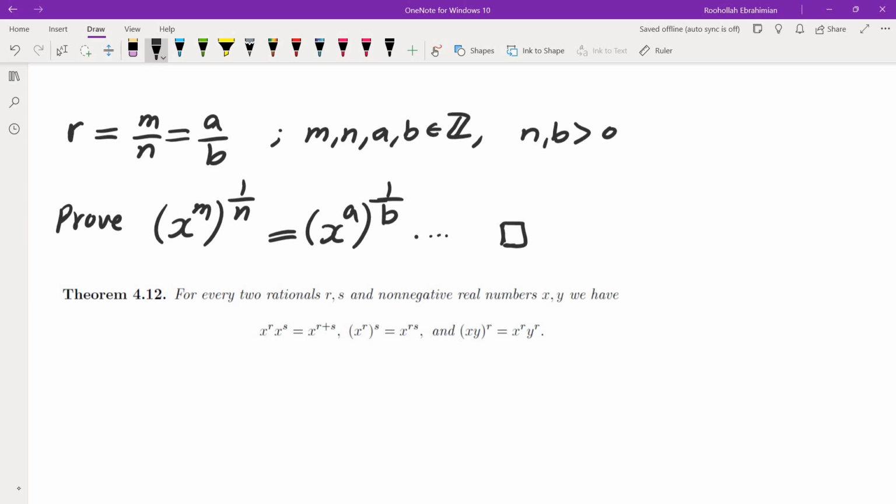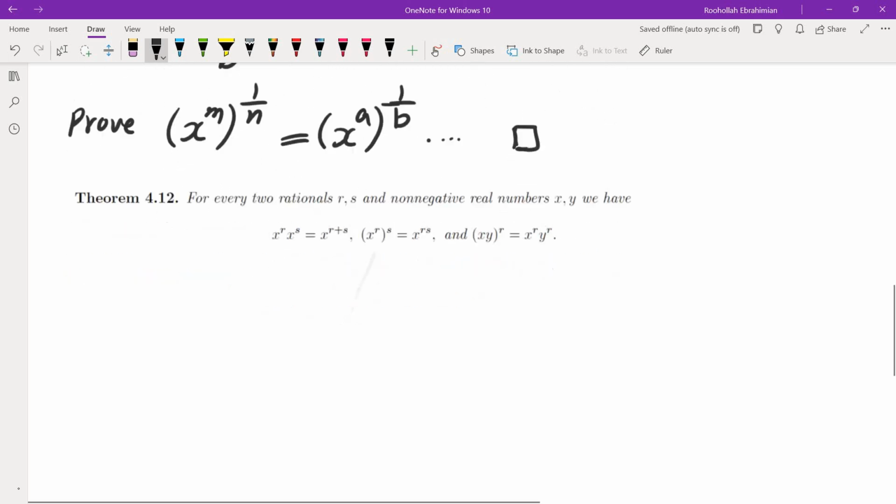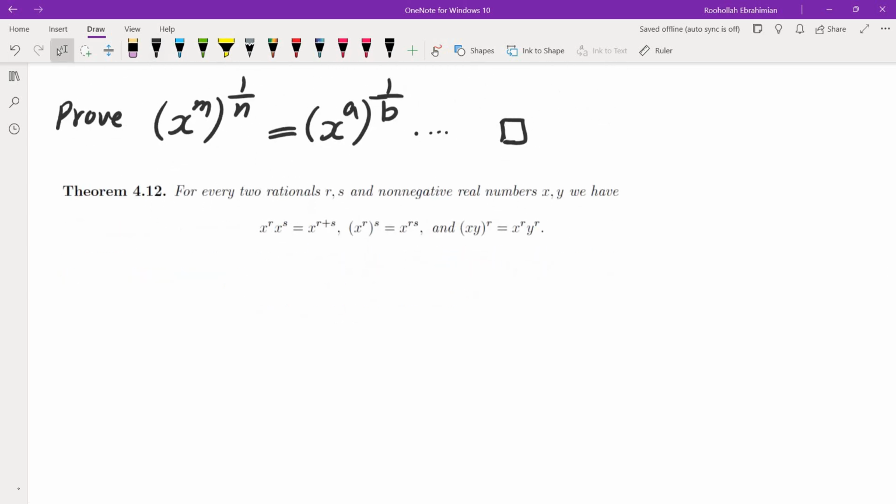Okay, so now that we know how to define real numbers raised to the power of rational numbers under some constraint, your base cannot be negative, we can talk about some properties of exponents. So if you take two rational numbers r and s, and then non-negative real numbers x and y, then we have x to the r times x to the s equals x to the r plus s. We do need some conditions on r and s, so perhaps it would be best to say x and y are positive.